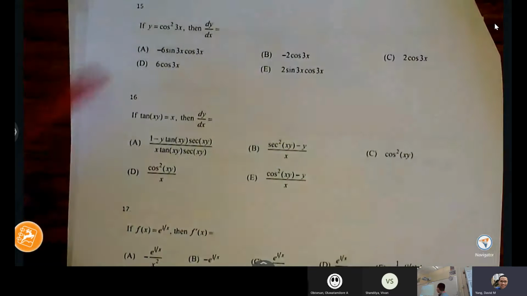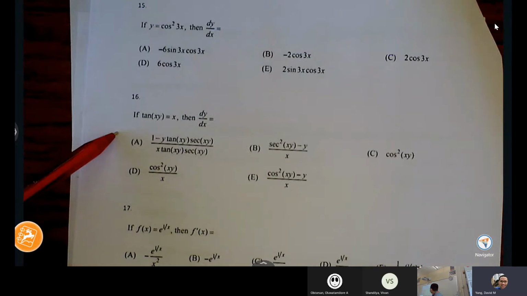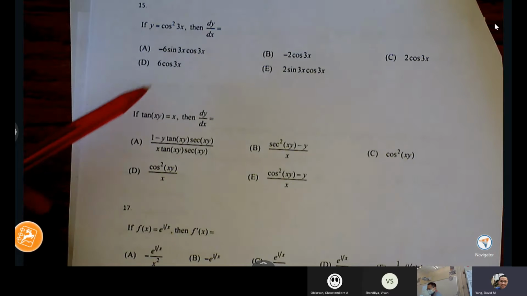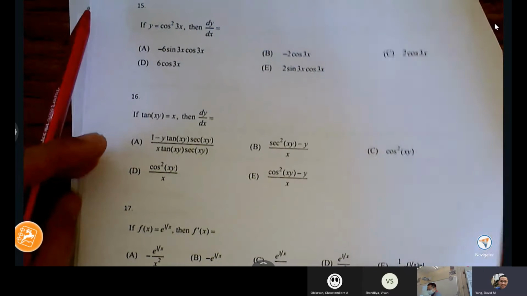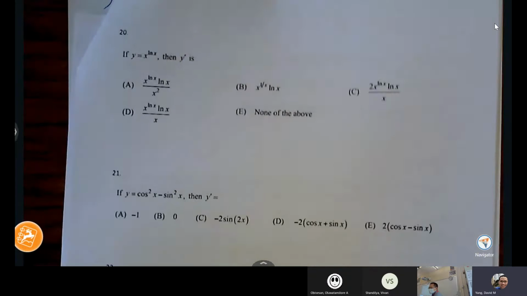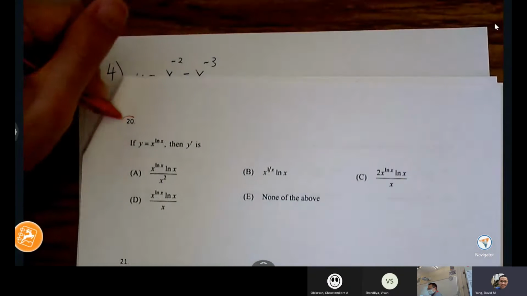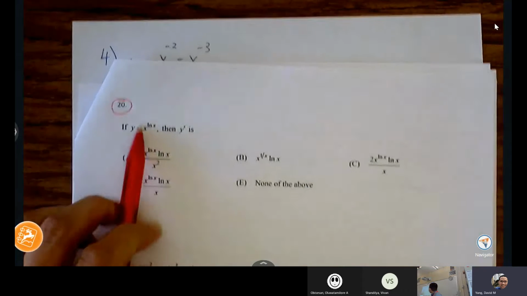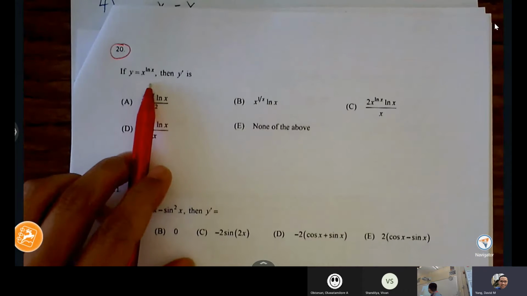This one is a little bit more complex. I don't think you'll see one as messy as this one, but this is a little bit of chain and product. Yeah, second page looks okay. Next page. Okay, this one, number 20. Any idea what's required to find the derivative of x raised to the ln of x?